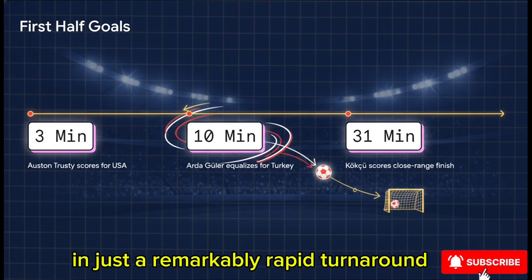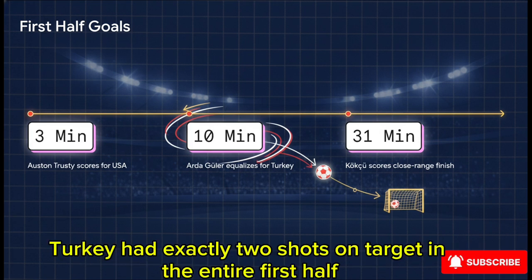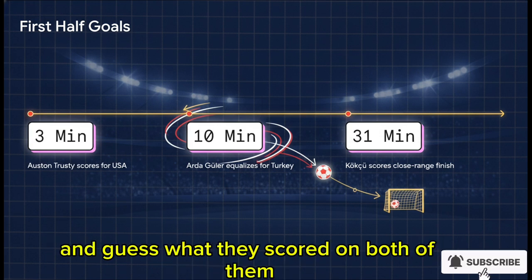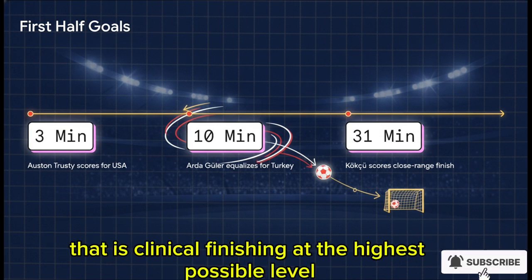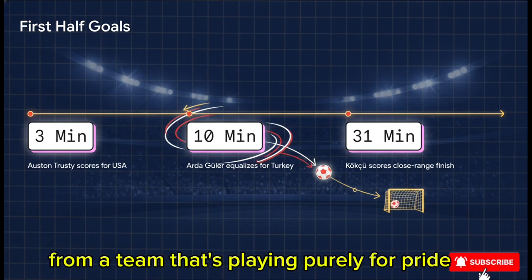In just a remarkably rapid turnaround, Turkey had exactly 2 shots on target in the entire first half. And guess what? They scored on both of them. That is clinical finishing at the highest possible level from a team that's playing purely for pride.